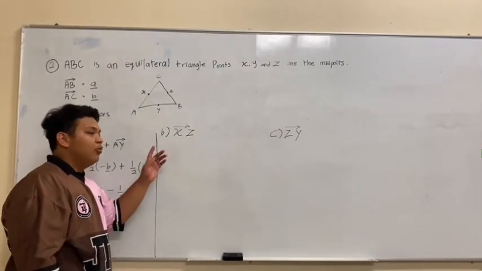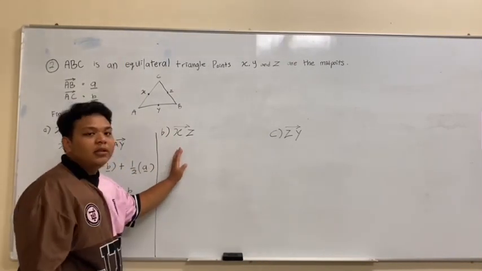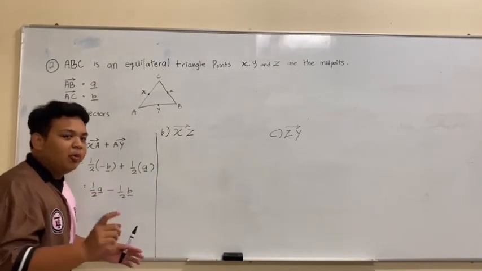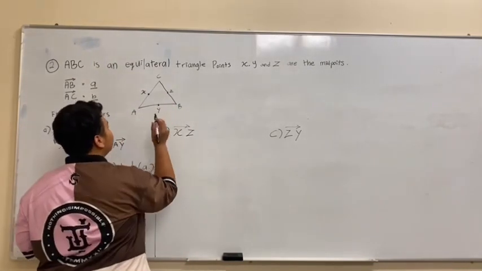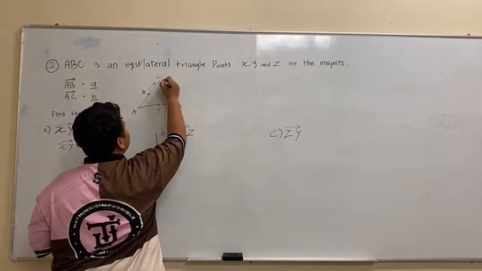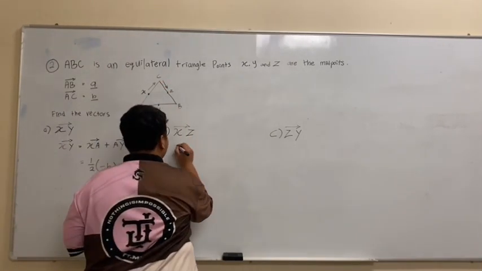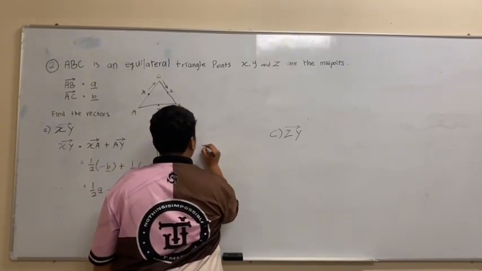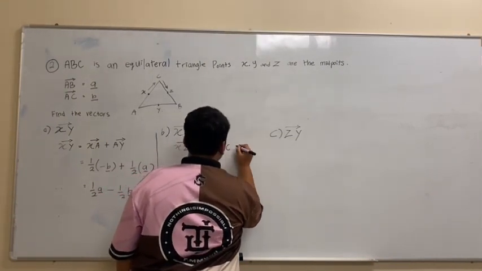And then let's go with question B. For question B, we have to find the vector of XZ. So firstly, we have to find the short way from point X to point Z. I see the short way is we go from X to C and then from C to Z. So the equation will be vector XZ equals XC plus CZ.